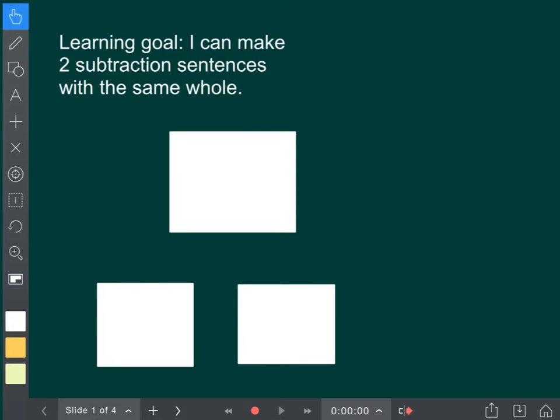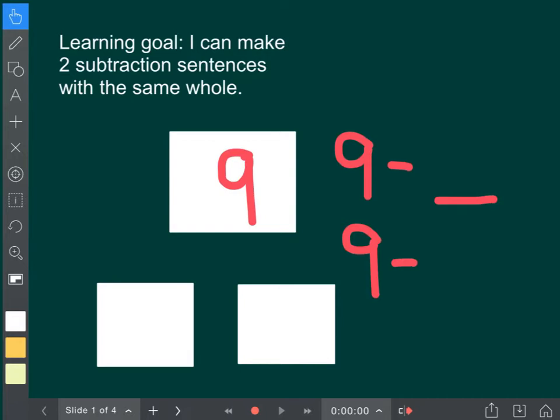So after watching that video, you've probably gotten pretty good at figuring out the missing part and being able to use the same whole number to start both sentences. Let's try it with the number 9. So number 9 is going to start both of my subtraction sentences. So I have one part will be 2.